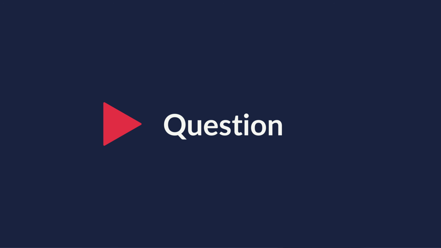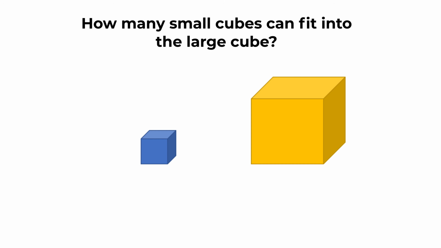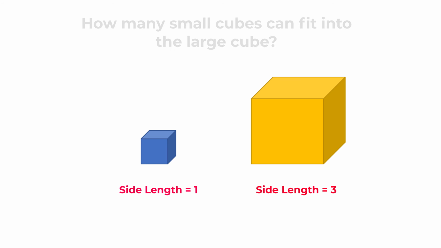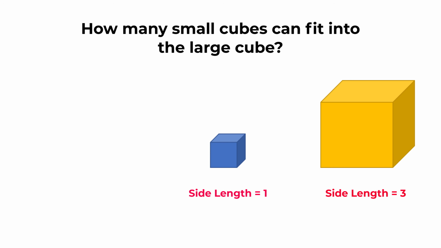Here is a practice problem for you to try. You're presented with 2 cubes. The smaller cube has side length equal to 1, and the larger cube has side length equal to 3. So the question is, how many small cubes can fit into the large cube? And you have 4 different choices. Choice A, 9. Choice B, 18. Choice C, 27. And choice D, 81. Do you see the answer?